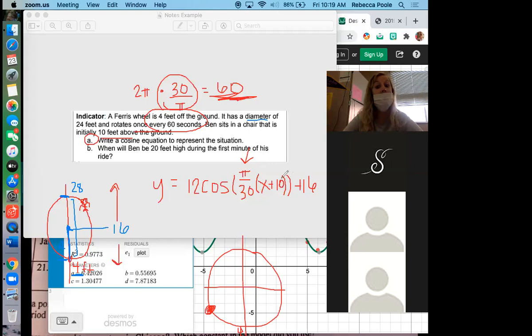It does make a difference. You got to put plus 10. But he's starting 10 feet above the ground. Now, a lot of you are saying, okay, but that X distance isn't 10 feet. Correct. It's 10 times pi over 30. Okay? This one is the hardest problem you could have. This is the equation you would write though, and then to find when will Ben be 20 feet high, where could you go put this equation? In Desmos.